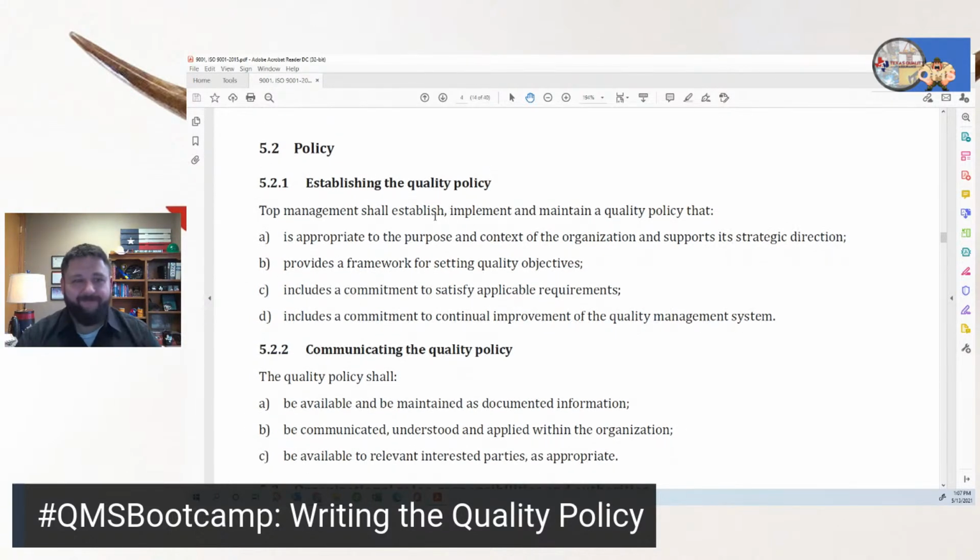So establish doesn't necessarily mean they have to write all the content on it, but they have to be on board with it. So we want to make certain that the quality policy is appropriate to the purpose and the context of the organization and its strategic direction. Okay, well, this is kind of an important one here. We've talked about context of the organization, so be sure to check out that video discussing context of the organization. It's effectively how you fit into the world around you, how you fit into the market, really all of these pretty critical details. So we have to address that context somehow.